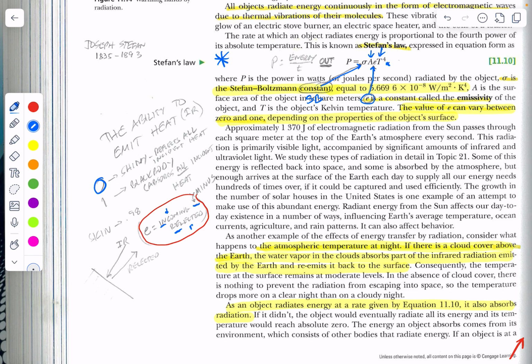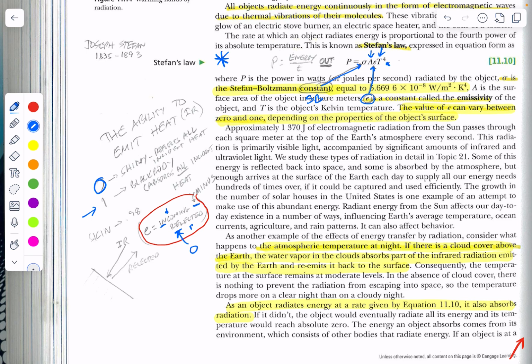Now, an emissivity of 1 means that all the heat that's coming in is being absorbed, and the amount of heat that is being reflected is 0. So all the heat coming in minus 0 heat being reflected, we give that a value of 1. And that's called a black body. A black body absorbs all the heat. And if it absorbs all the heat, that of course means that it's going to appear to be black because there is no heat being given off in any of the wavelengths, so you can't see it.